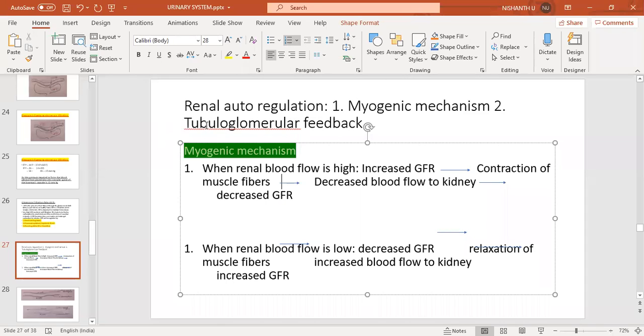Next one, tubuloglomerular feedback. A very interesting name here, tubuloglomerular feedback. Tubulo, that means proximal convoluted tubule, or distal convoluted tubule, or loop of Henle. That is a tube.